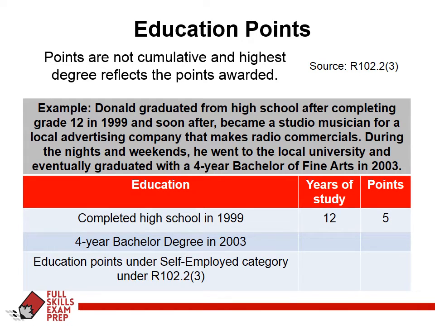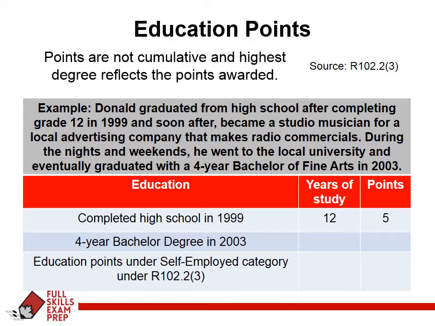Okay, so there's a little tip for you as well. Just remember that points are not cumulative. So in this case here, this is just a tiny little example. So we have Donald. Donald graduated from high school after completing grade 12 in 1999, and soon after became a studio musician for a local advertising company that makes radio commercials. During the nights and weekends, he went to the local university and eventually graduated with a 4-year Bachelor of Fine Arts degree in 2003. So when we take a look at this, we can see that he finished high school.